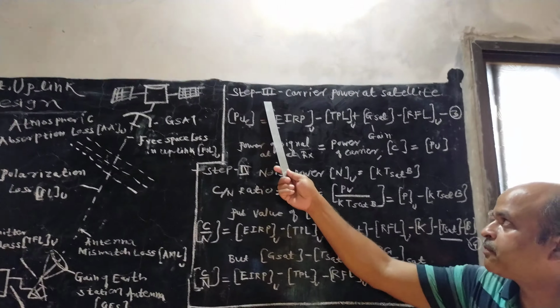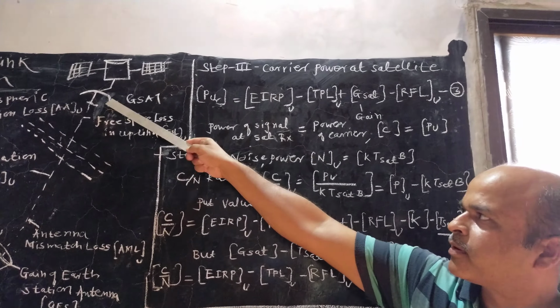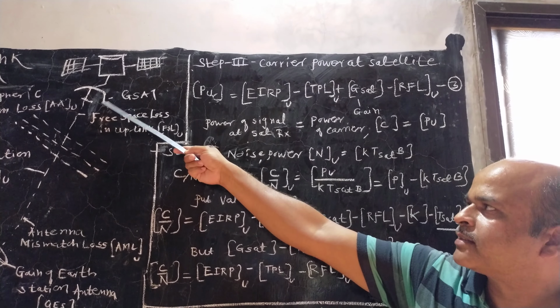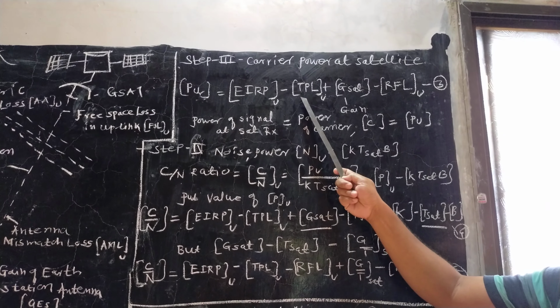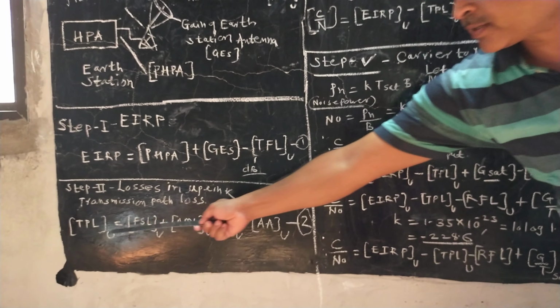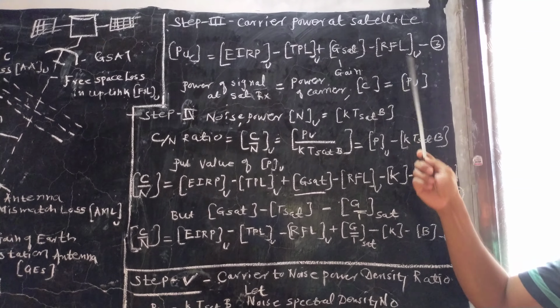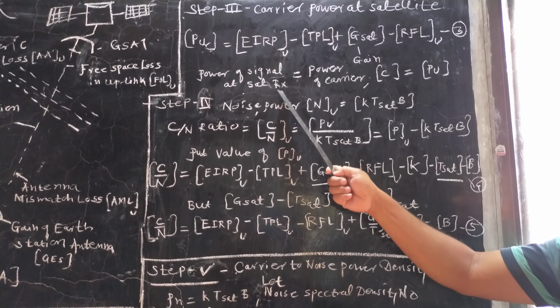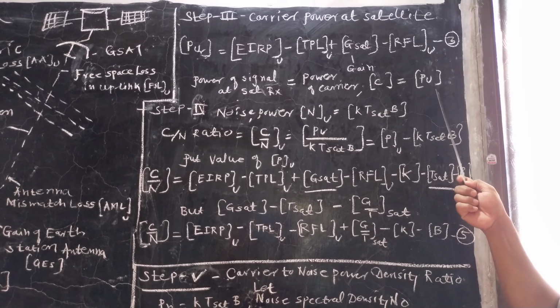Then next is step 3, carrier power at satellite. That is we have to find out carrier power or receive power at satellite, which is given by EIRP minus transmission path loss, as we have derived in this equation, step 2, TPL, plus gain of satellite minus receiver feeder loss. But generally power of signal at satellite receiver is equal to power of carrier, therefore C is equal to PU.